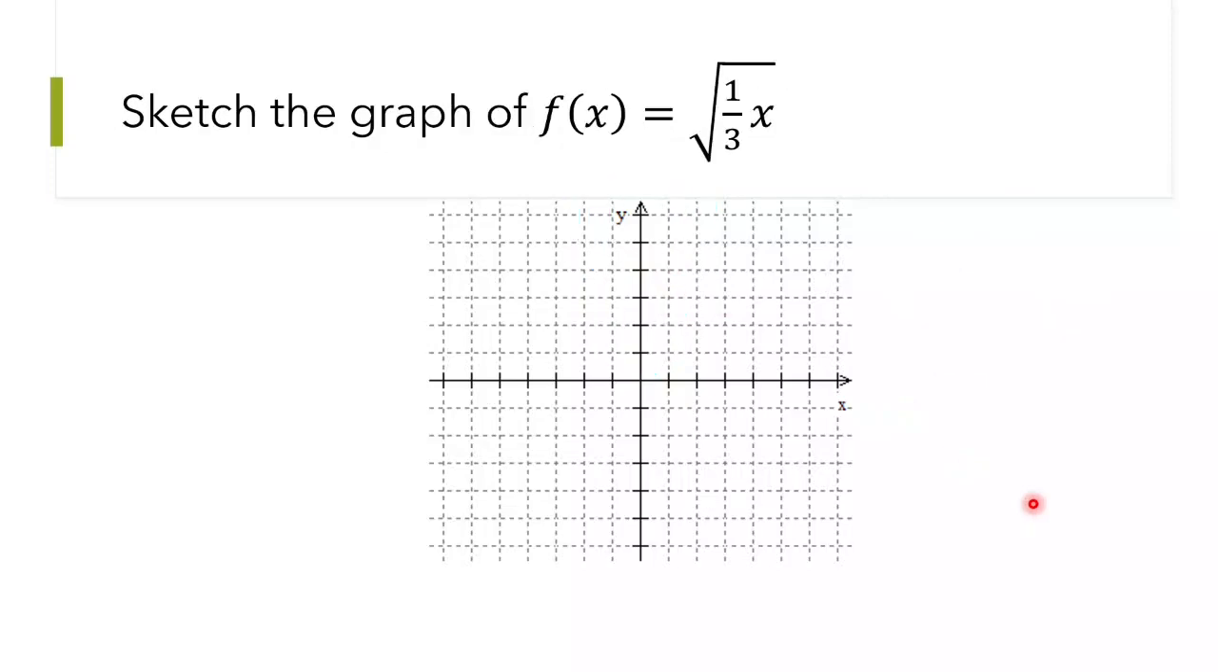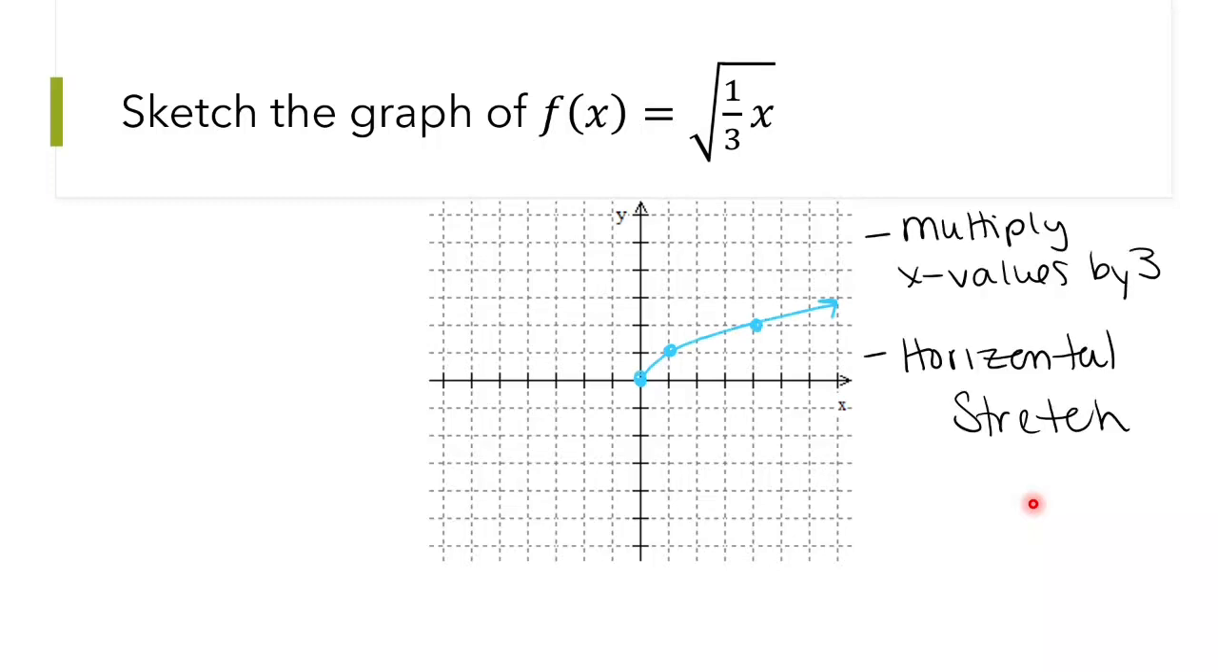All right, let's graph f of x equals the square root of 1/3 times x. I'm going to draw my parent function, which is my square root function. Notice the 1/3 is inside the parentheses, so this is an input transformation. And we are going to do the opposite of what it says. It says times 1/3. The opposite of times 1/3 would be divide by 1/3 or multiply by 3. So I'm going to take all of my x values and multiply them by 3. This is going to give me a horizontal stretch.